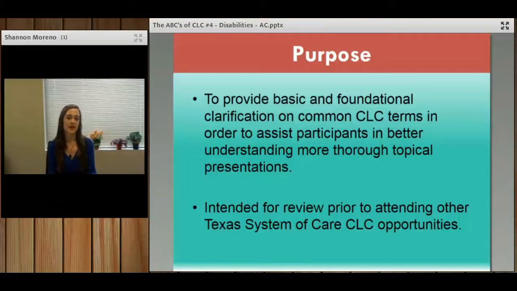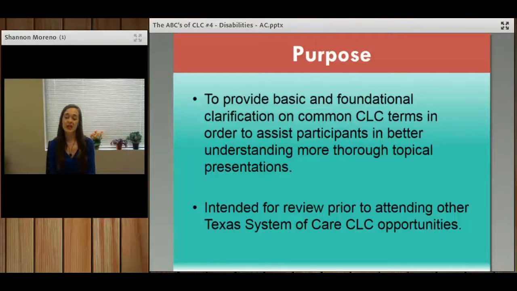It's really just about the terminology so that you can better use different terms and phrases in day-to-day life in your work, as well as be able to apply that knowledge of terminology when you do attend different training opportunities that do take a little bit of a deeper dive than what we're going to do today.